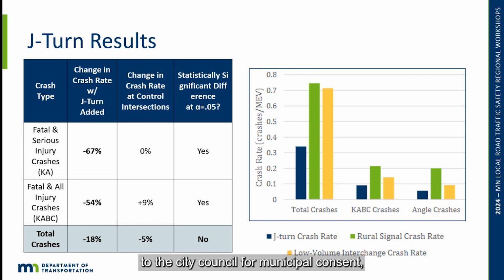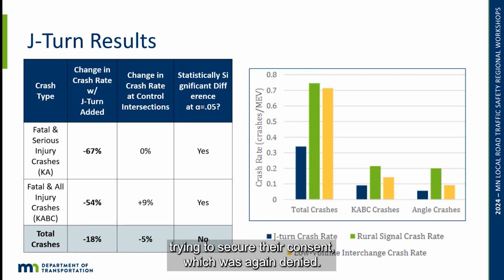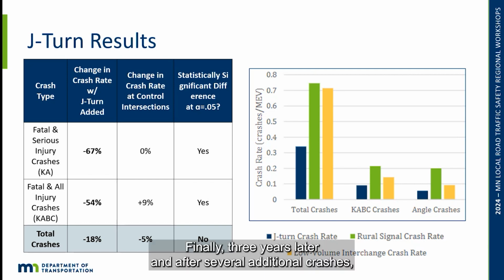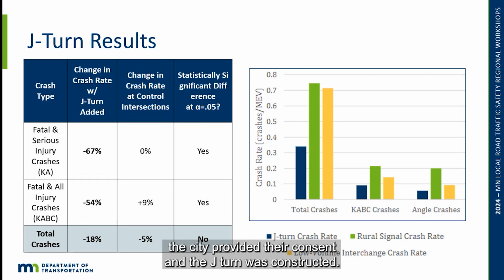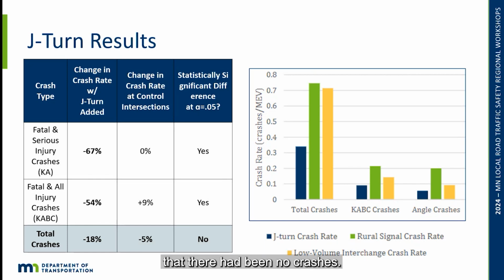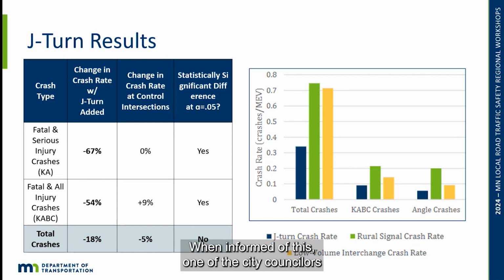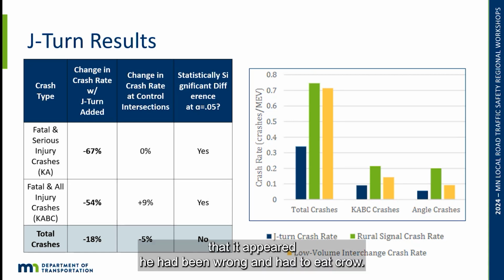MnDOT brought the J-turn to the City Council for municipal consent, which was denied. MnDOT returned to the city each of the following years, again trying to secure their consent, which was again denied. Finally, 3 years later, and after several additional crashes, the city provided their consent and the J-turn was constructed. A follow-up study conducted a year later determined that there had been no crashes. When informed of this, one of the city councilors that had been opposed to the J-turn admitted to a local newspaper that it appeared he had been wrong and had to eat crow.